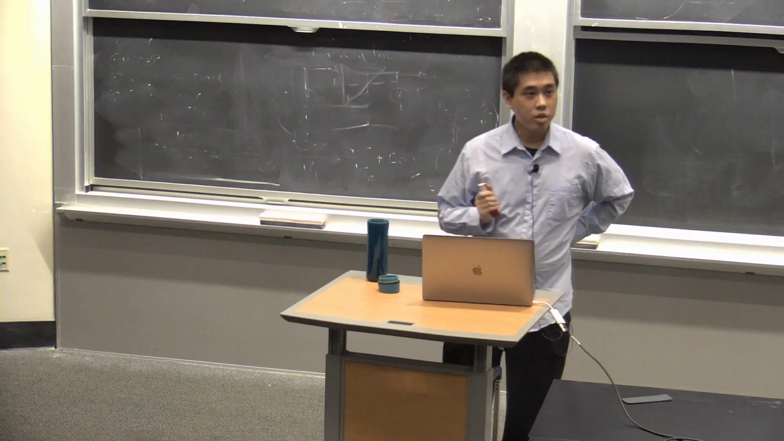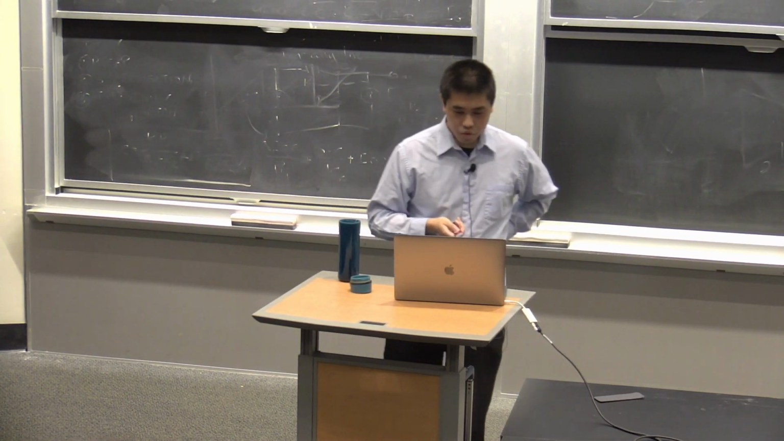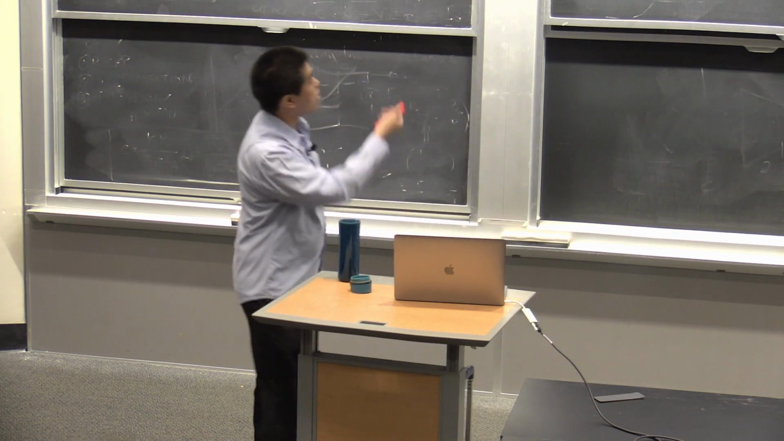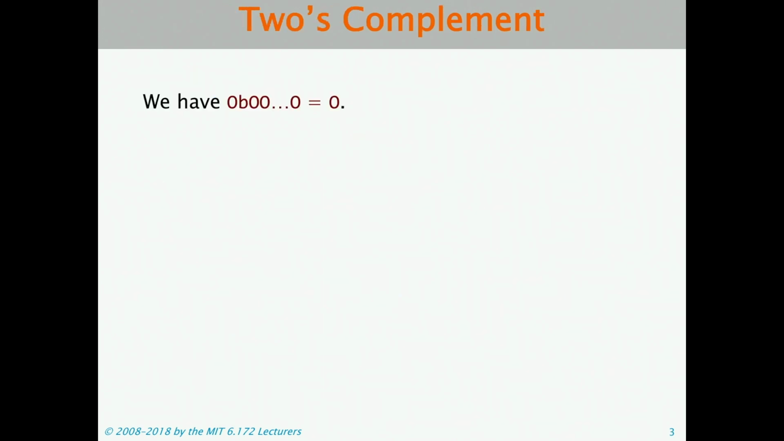Does that make sense? Any questions about this representation? OK, so the leftmost bit is known as a sign bit because it tells you whether you need to subtract this negative value or not. So if it's 0, then you don't have to subtract anything. If it's 1, then you subtract a large integer value. So in 2's complement, the all zeros word is just 0. You just apply the above formula, and everything is 0. So you just get 0.